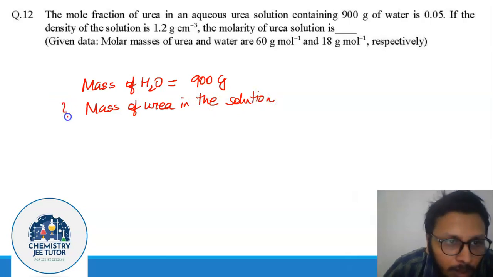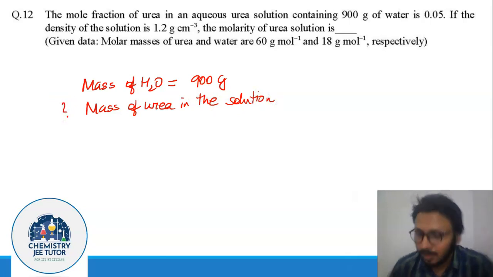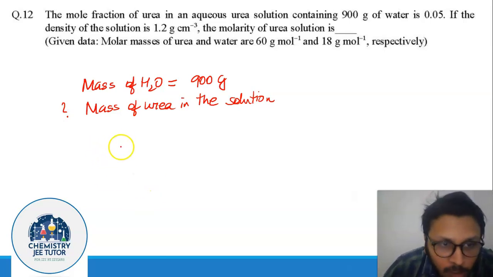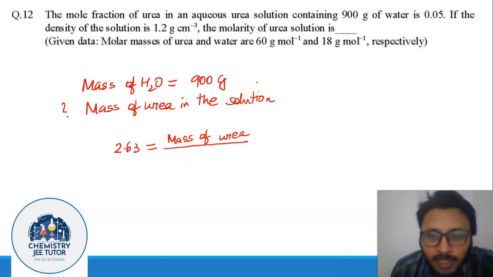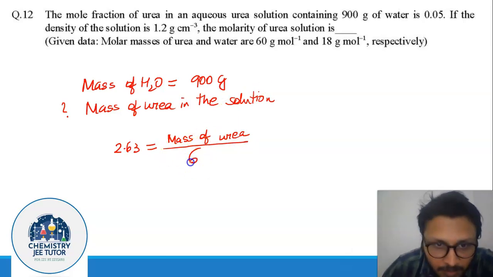This we require. How do we calculate that? We have the number of moles of urea, 2.63, which is equal to the mass of urea in the solution by the molecular weight. And the molecular weight is given, it is 60 gram per mole.